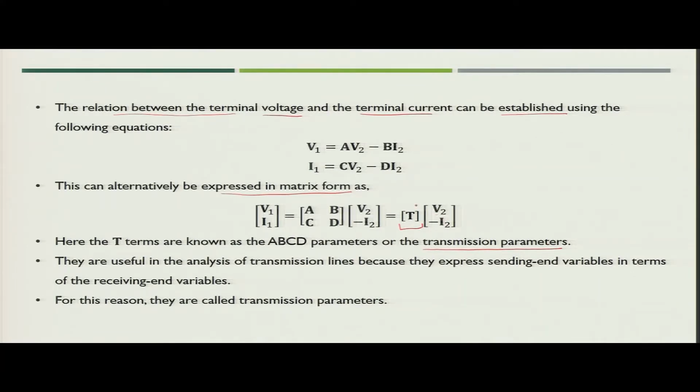Either you can write ABCD or you can simply write T, both represent the same set of ABCD parameters. This is very important in the analysis of transmission lines, because here we are expressing the sending end voltage and current in terms of the receiving end voltage and current. Because of this particular property we call them transmission parameters.